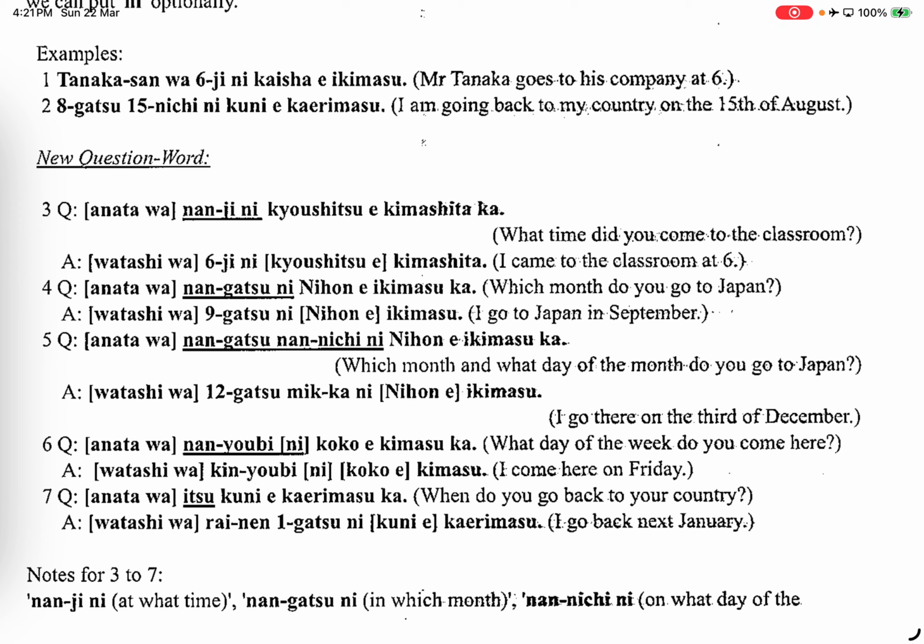Usually I would say, for Monday to Sunday, put ni, because in English we say on Sunday, so we have to use the particle. Okay, number 7, general time frame. If you don't have a specific hour, minute, month, or date, then you use 一字. So 一字 is just a very general way to say when.